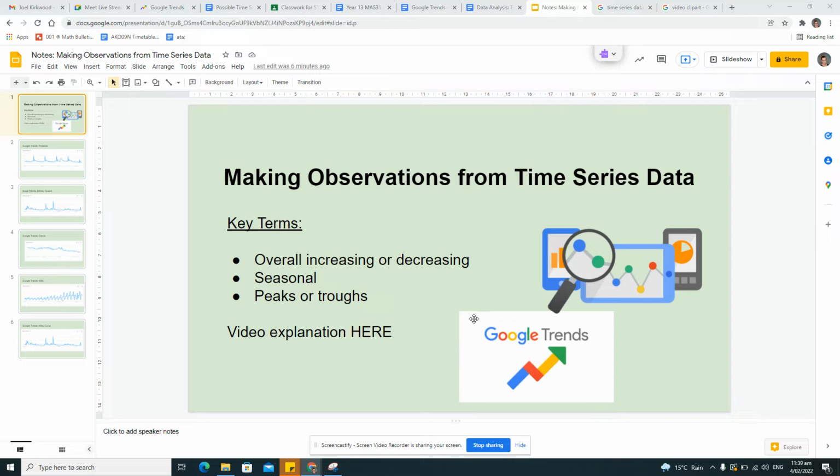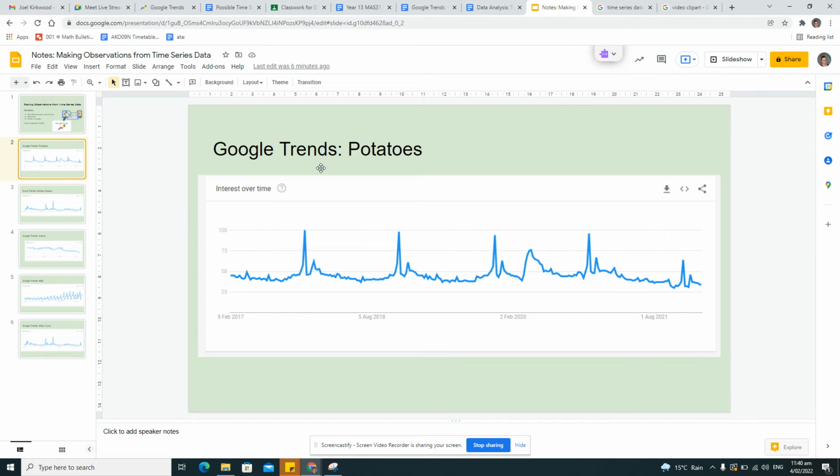We will be using some graphs that I've gathered from Google Trends. Google Trends is a database that stores how frequently different words are being searched in Google. The first word that I searched up was potatoes, and it was over a 5-year period, and it is a worldwide search. So, the data was collected worldwide.